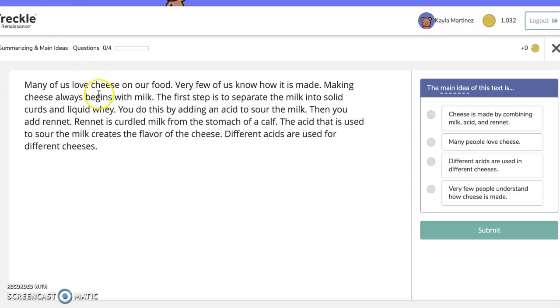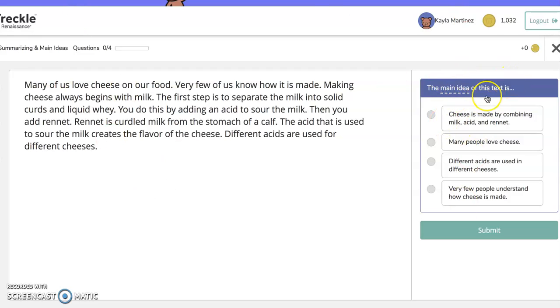Making cheese always begins with milk. Okay. The first step is to separate the milk into solid curds and liquid whey. You can do this by adding an acid to sour the milk. Then you add rennet. Rennet is curdled milk from the stomach of a calf. That does not sound that pleasing, but that's okay. The acid that is used to sour the milk creates the flavor of the cheese. So different acids are used for different cheeses. That makes sense.